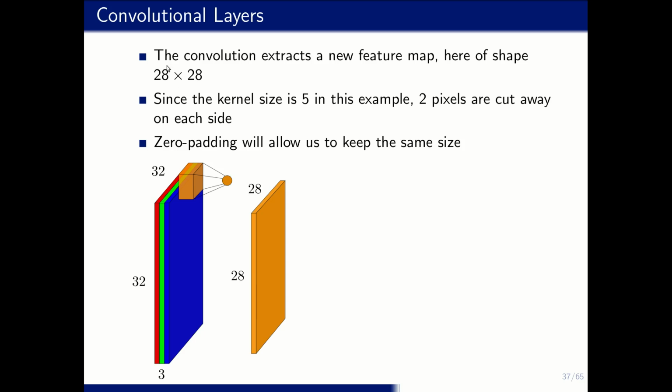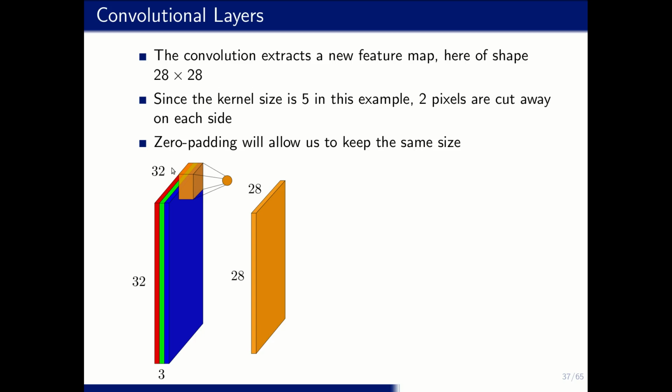This convolution essentially extracts a new feature map, and this new feature map will be of shape 28 times 28. So this is now a smaller feature map. We started off with 32 times 32, and now we got 28 times 28. The reason is that we had a filter size or kernel size of 5. If we move this 5 times 5 kernel in here, we're essentially cutting away 2 pixels on each side. We need to fit this kernel within this image, and so there are only 28 times 28 different positions where this kernel won't get out of this image.